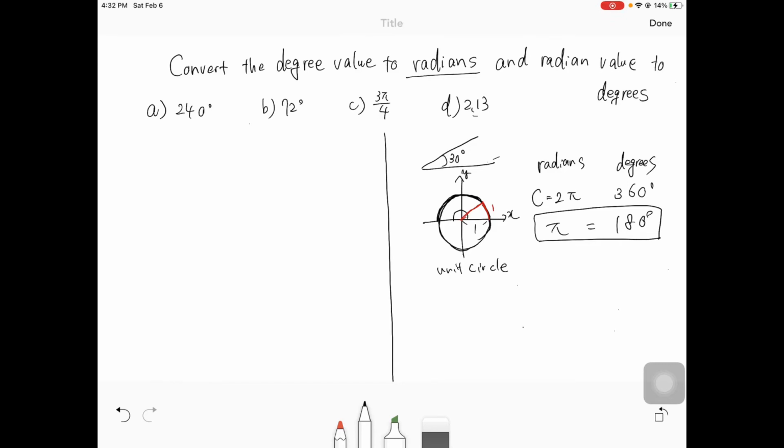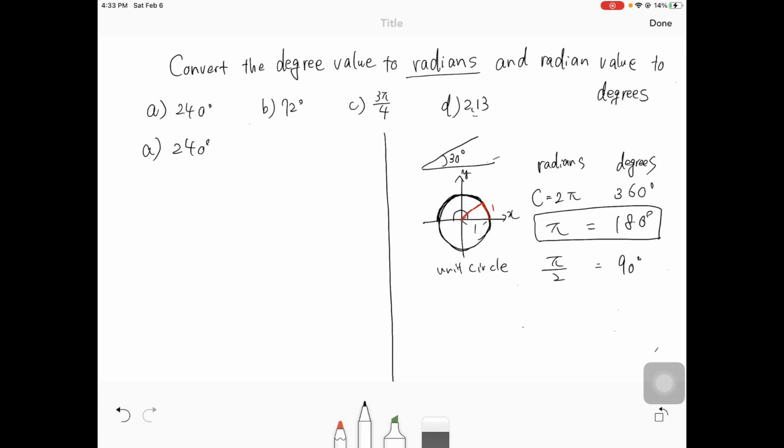So for example, here you have, let's say, 90 degrees. What is 90 degrees in radians? It's going to be pi over 2. How would you calculate it? So let's work on number A. You have 240 degrees.